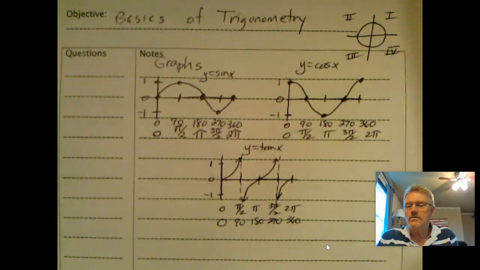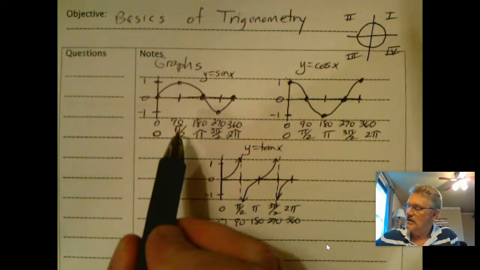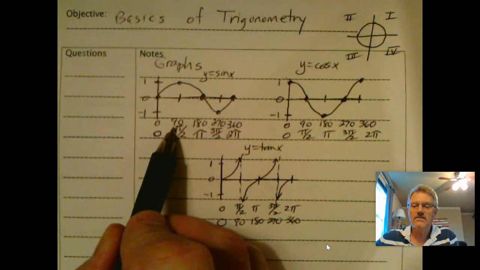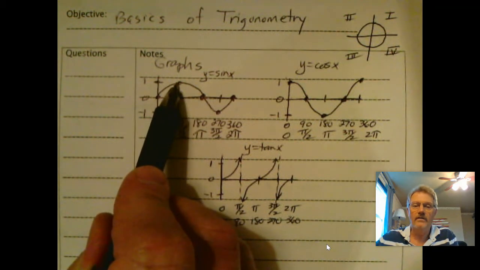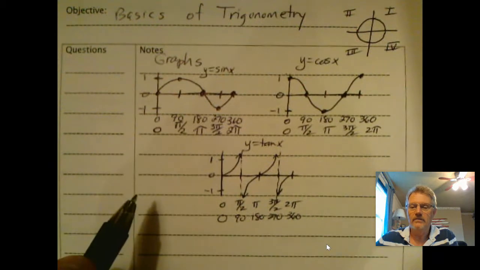So some other questions that you may be asked. What is the exact value of sine of 90? So 90 degrees is the x. The y at 90 degrees for sine is 1. So sine of 90 is 1.